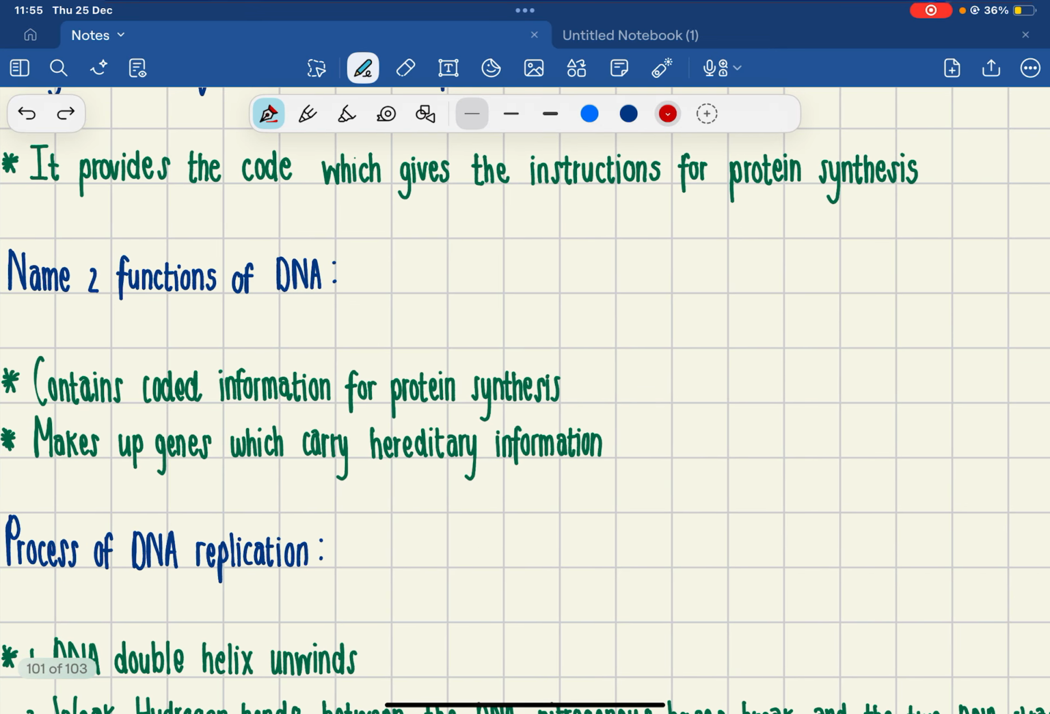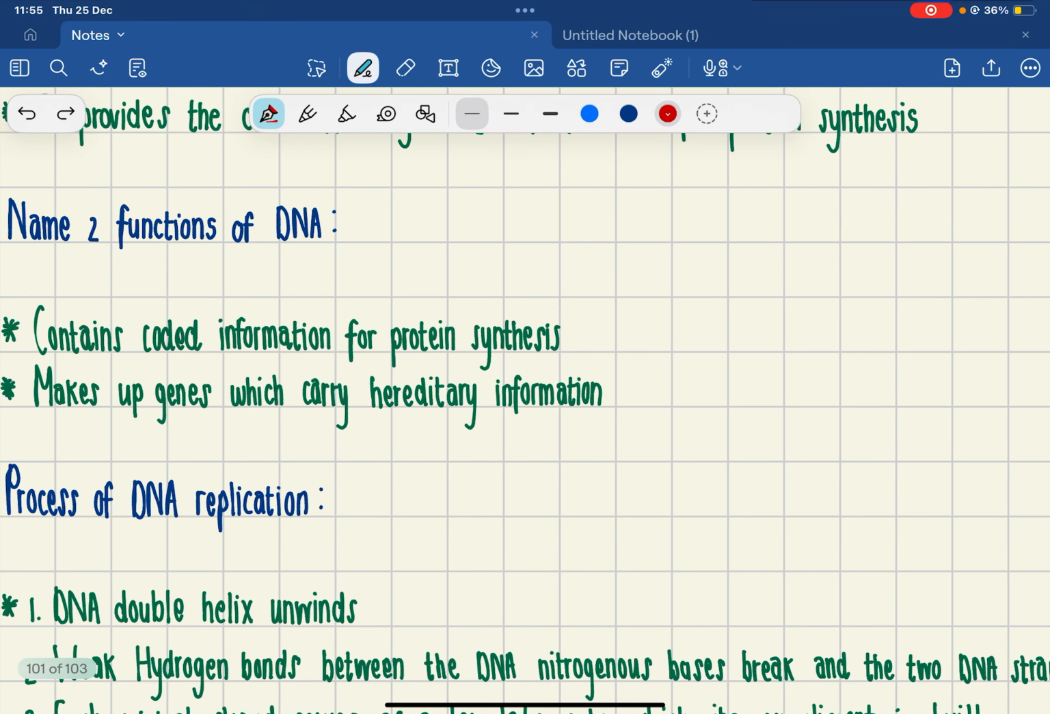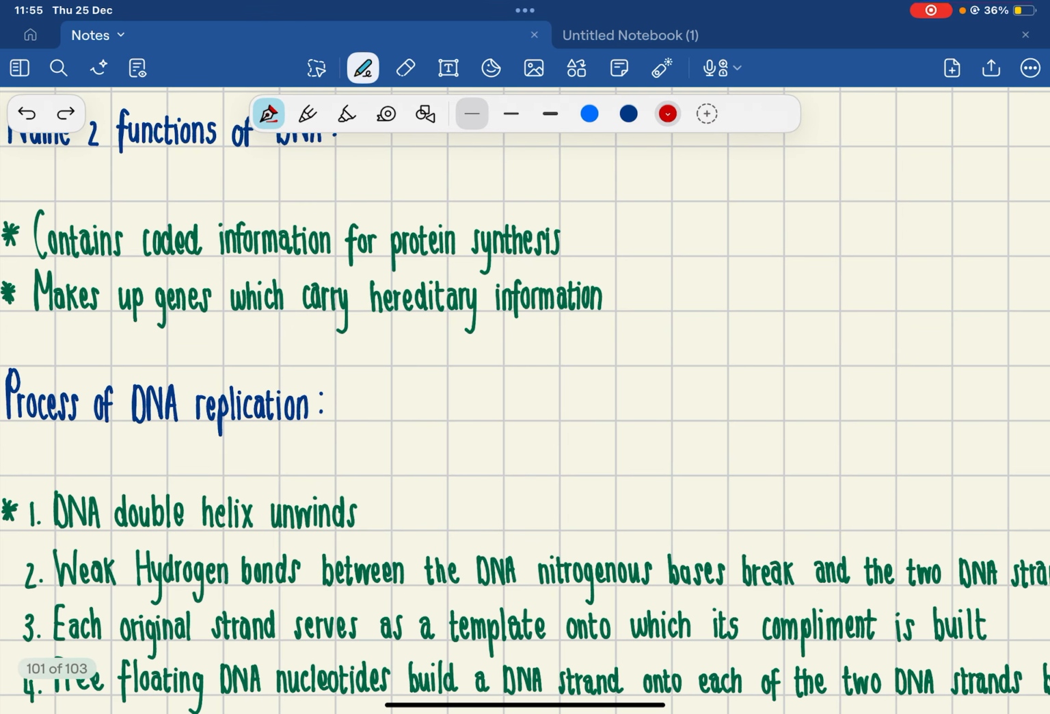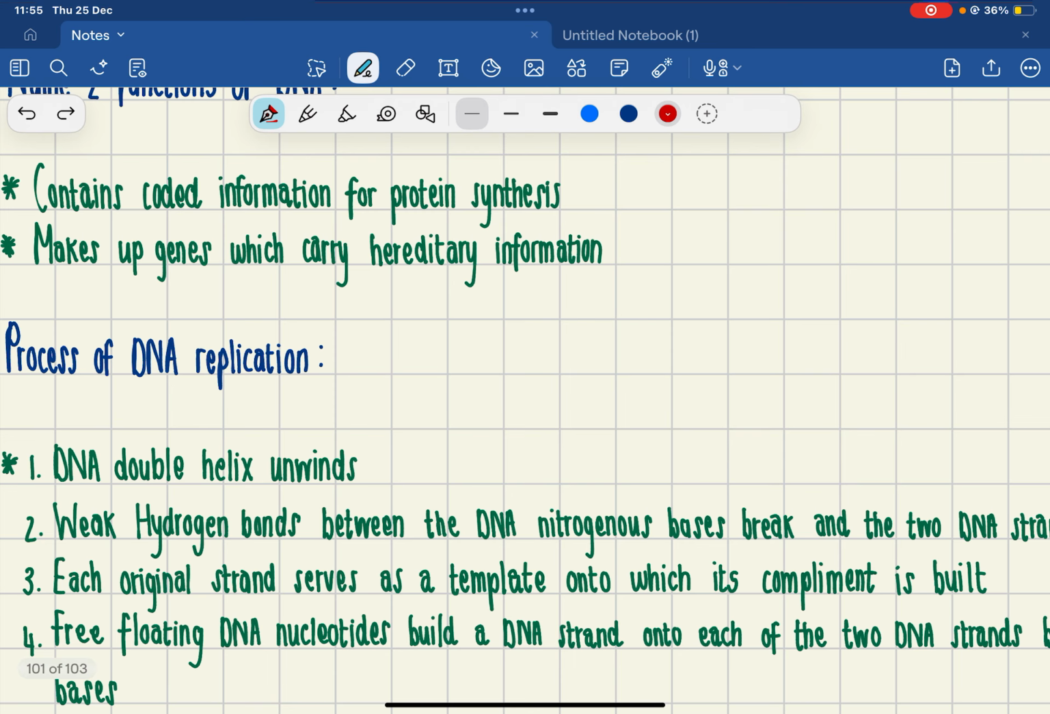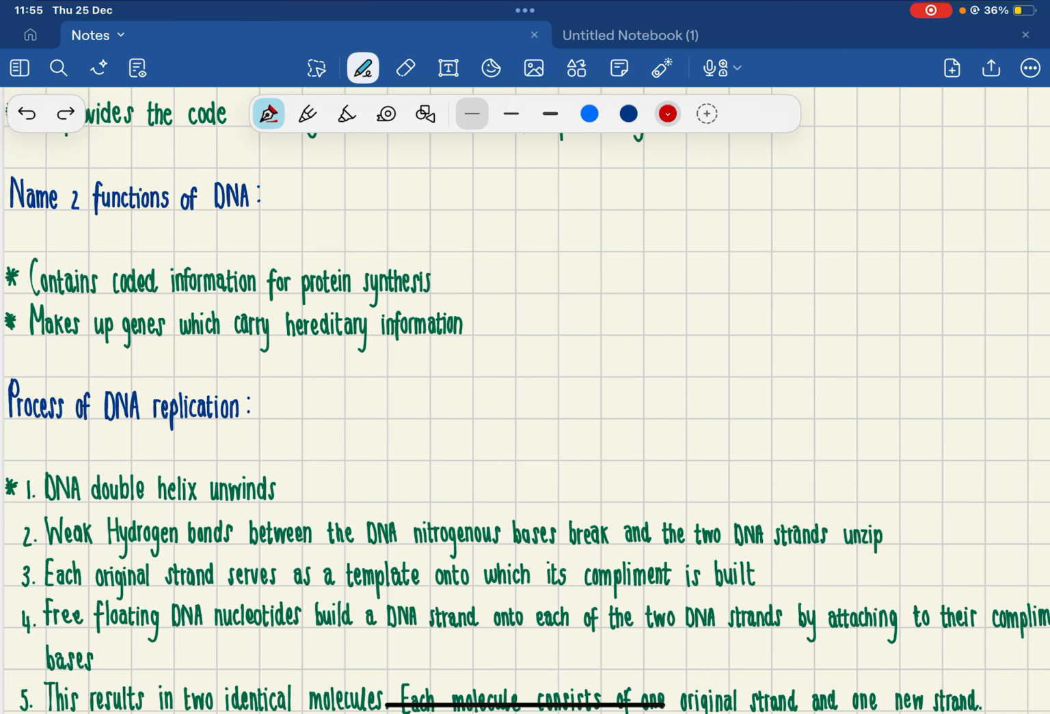Then when we move along, we find out that DNA has functions, but now we want you to know specific functions, and these are all in alignment with the exam guidelines. So these are the ones that you have to know. Name the two functions of DNA. The first one is that DNA contains coded information for protein synthesis, and the second one is that DNA makes up genes which carry hereditary information. These are two important facts that you have to know for the exam that's coming up.